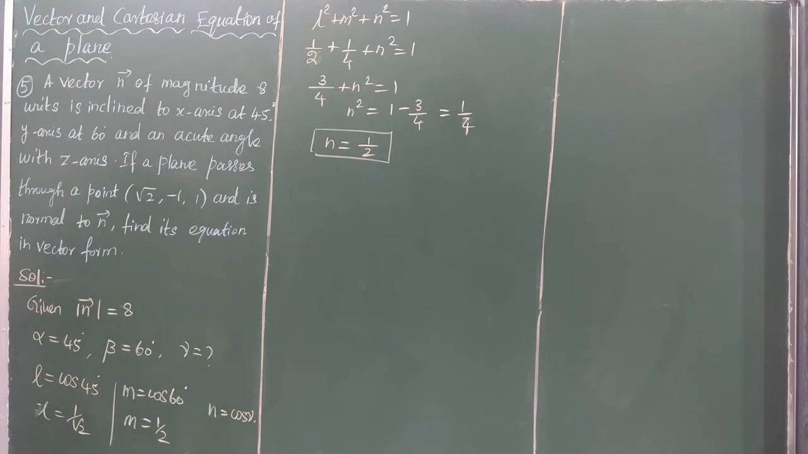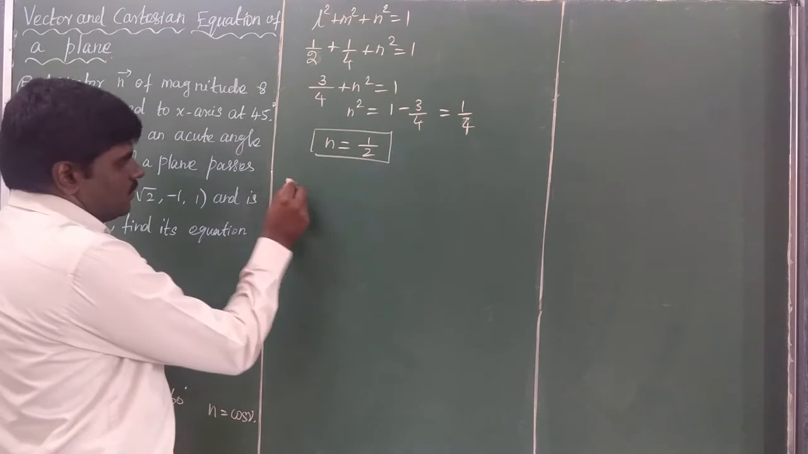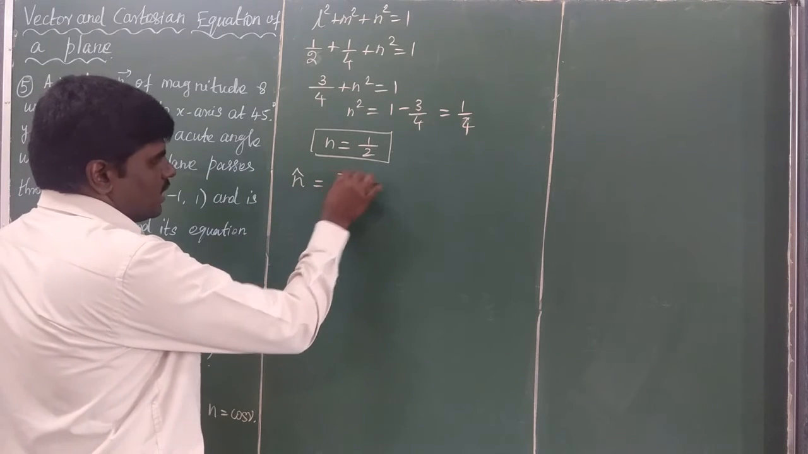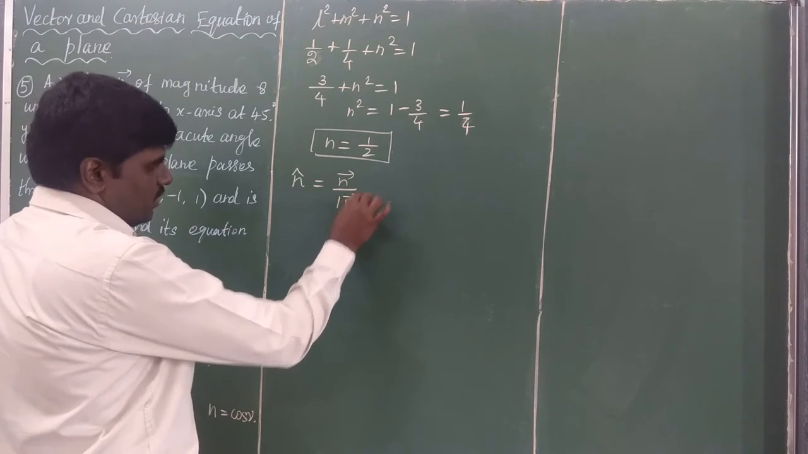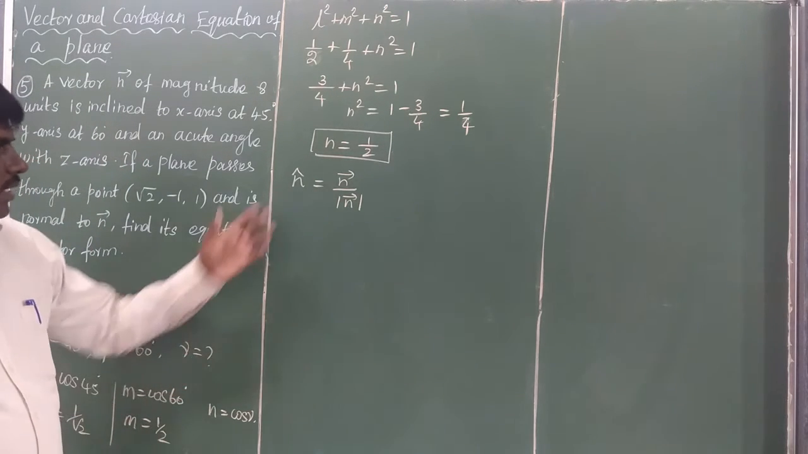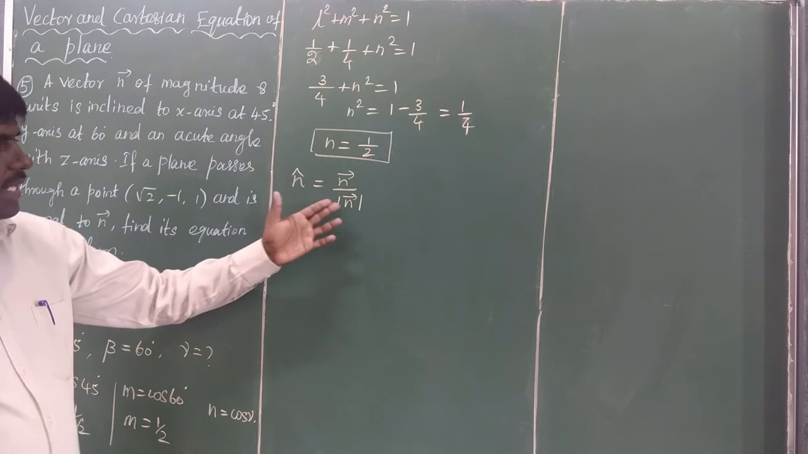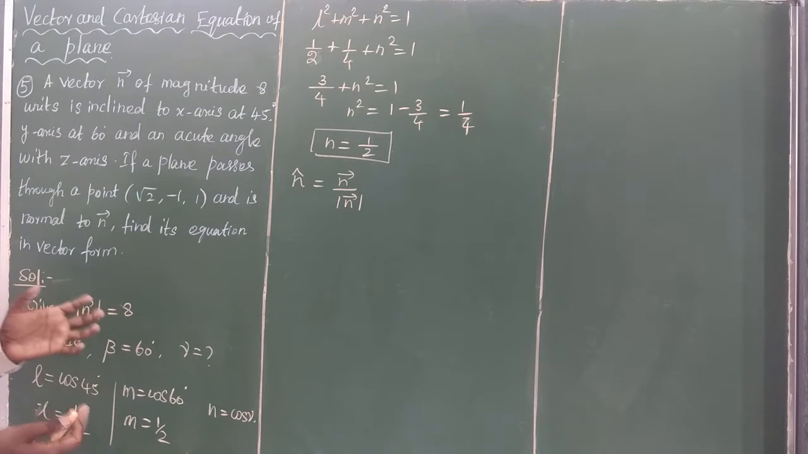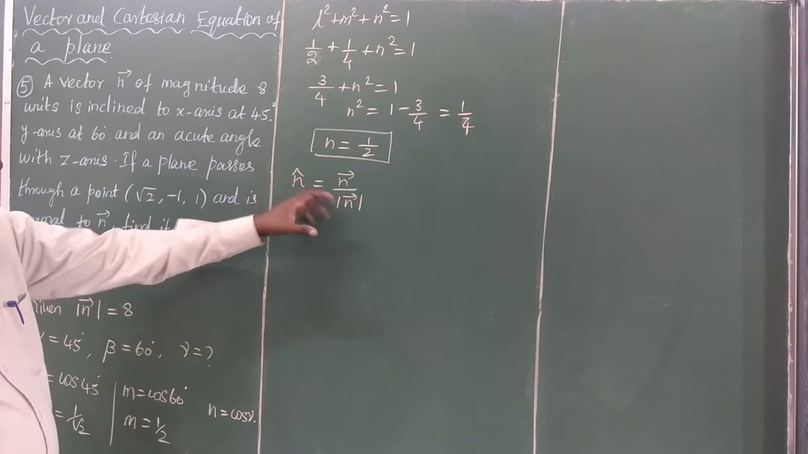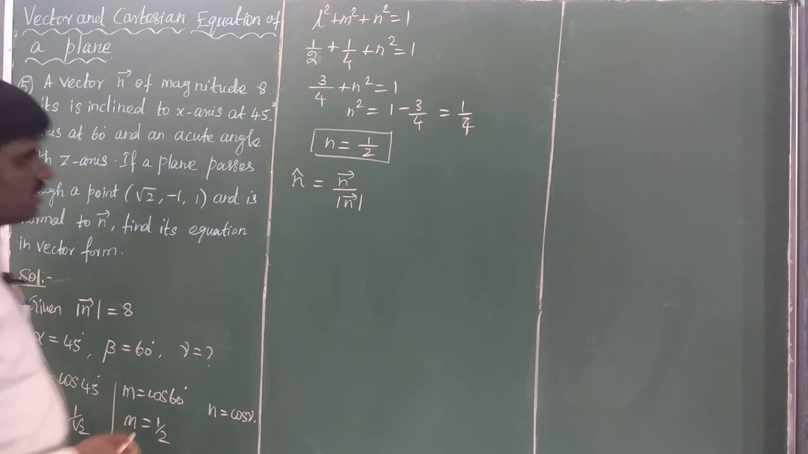So I have found the normal vector. Is that clear? So here n cap, what's the formula? n cap is equal to n vector by the magnitude of n vector. We know that formula. The same vector, n cap is equal to n vector divided by the magnitude of n vector. This is the unit normal vector. Is that clear? So again, in form, it's a small change.